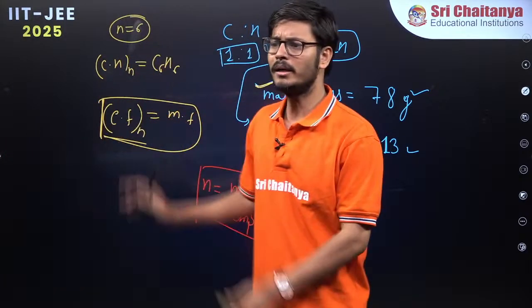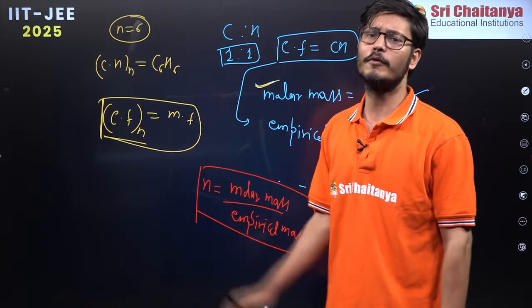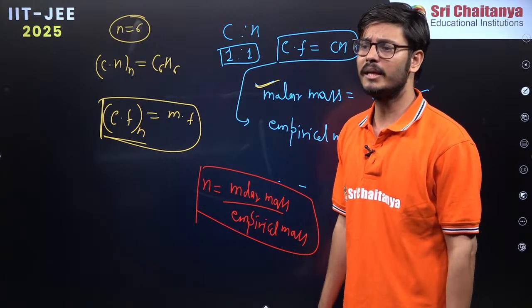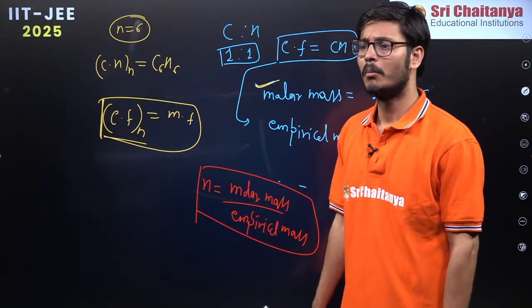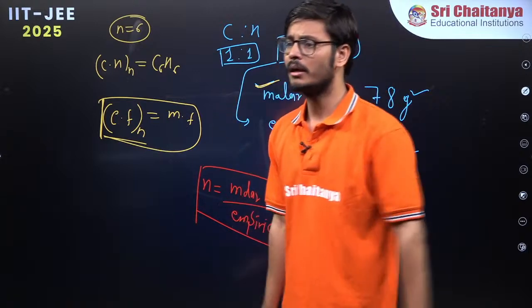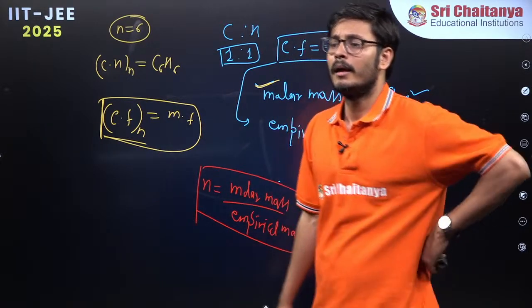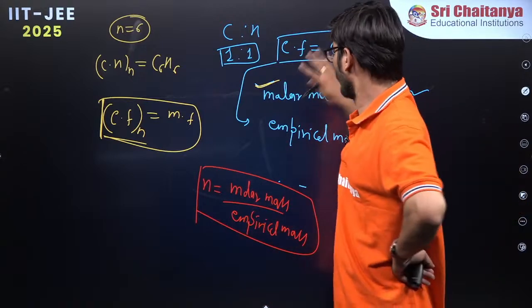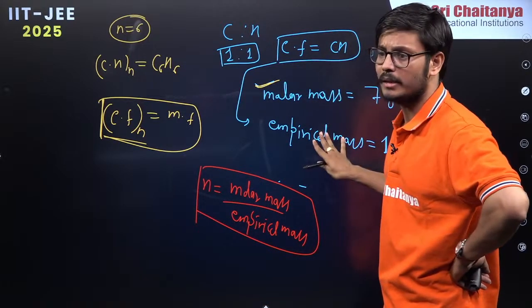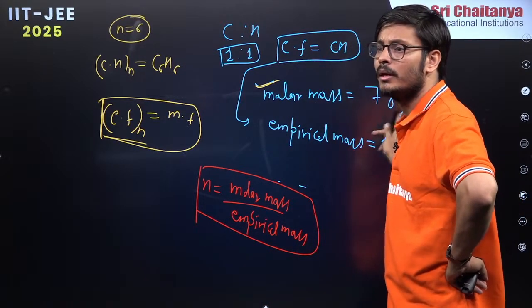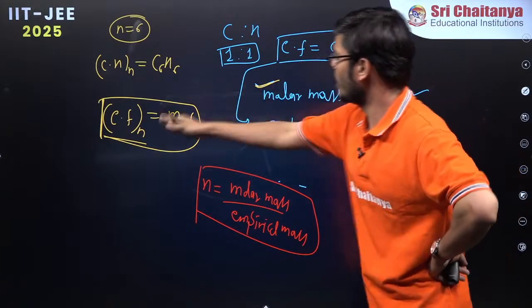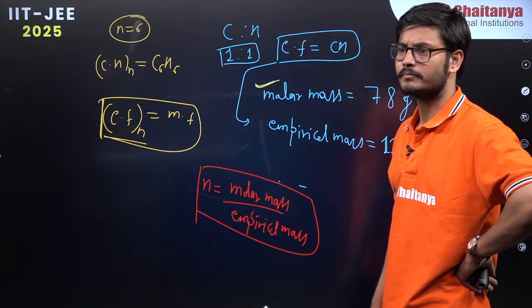Is this clear to everyone? Can we go for the next topic now? Molar mass by empirical mass will give a number, and if you multiply by that number, you get the molecular formula.